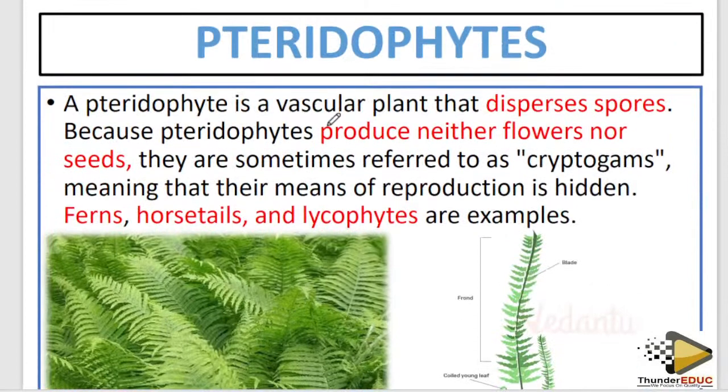So these are pteridophytes, vascular plants. The difference between the bryophytes and the pteridophytes, sometimes you call them pterophytes, sometimes we call them pteridophytes. It's the same thing. So these are vascular, they have a vascular bundle, but bryophytes don't have a vascular bundle. Pteridophytes require a film of water for reproduction, but bryophytes require a lot of water for reproduction.